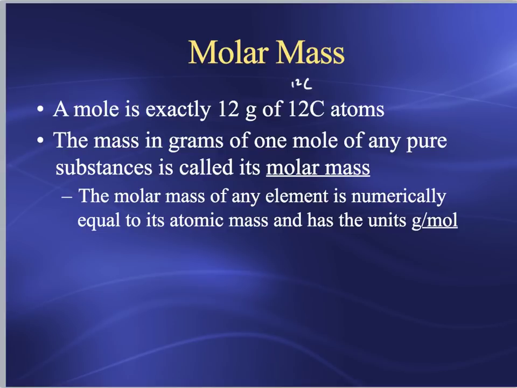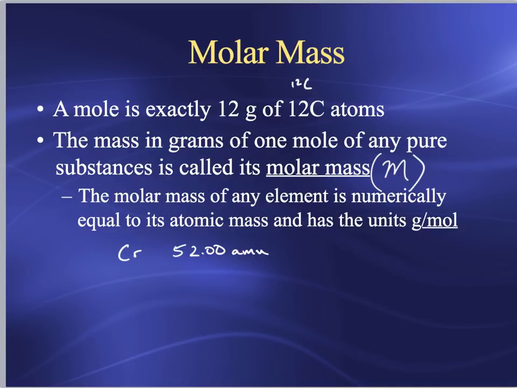Okay, so if we look at, say, something like chromium, Cr, it has an atomic mass of 52.00 AMUs. Right? That's how many protons, neutrons, and electrons all add up to that mass. But it also can be used as what we call molar mass, which is this guy right here. It has this symbol. It's got this cursive capital M.